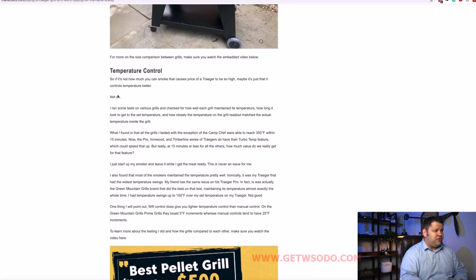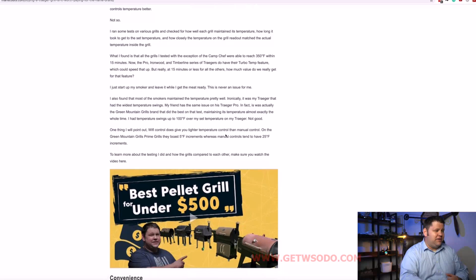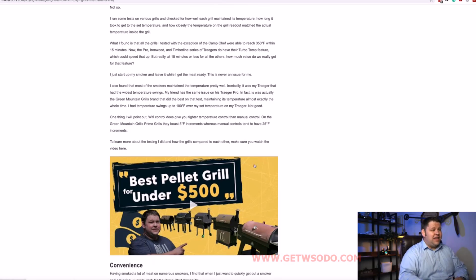I focus on temperature control. You would think that because Traegers are so expensive, they'd have really, really good controls inside, right? No, that was not the experience that I had. Now for this one, it helped that I had actually had significant experience with grills from all of these different brands. And I have a video here that I was able to embed in the blog post.